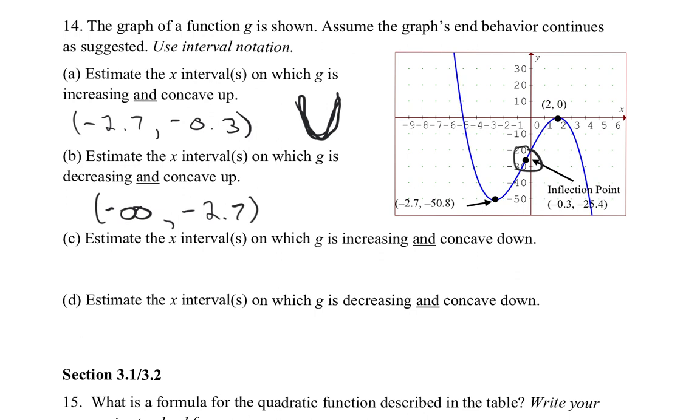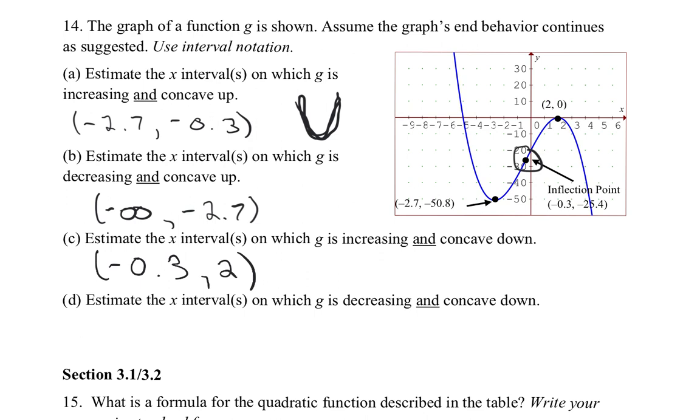Next, we'll look at estimating the x intervals on which g is increasing and concave down. We know that the graph switches to concave down at the inflection point, and it seems to still be increasing after that inflection point, all the way until 2. So this interval is going to be from -0.3 to 2.